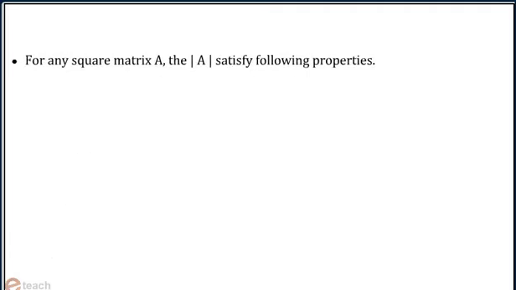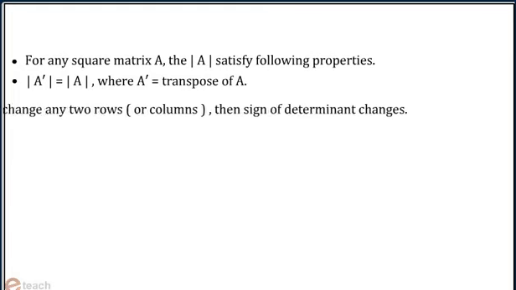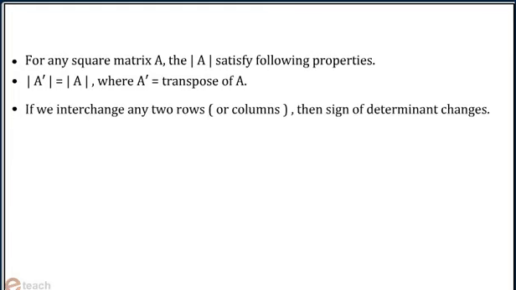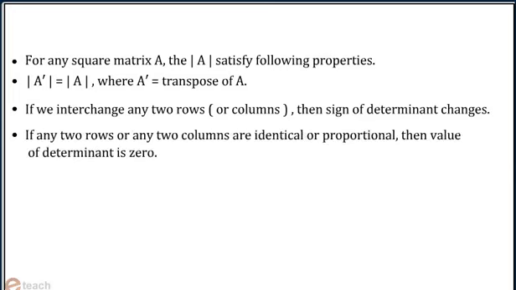For any square matrix A, the determinant satisfies the following properties. The determinant of A transpose equals the determinant of A. If we interchange any two rows or columns, then the sign of the determinant changes. If any two rows or any two columns are identical or proportional, then the value of the determinant is zero.